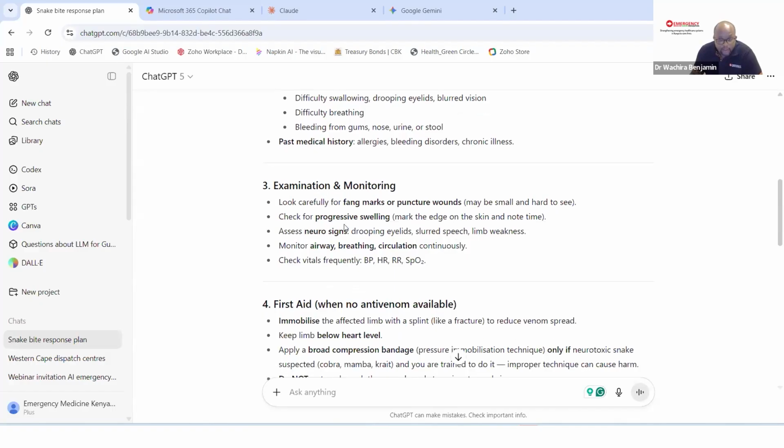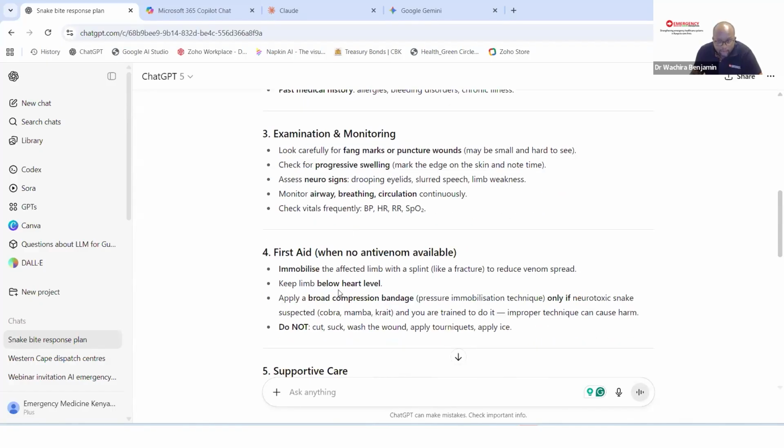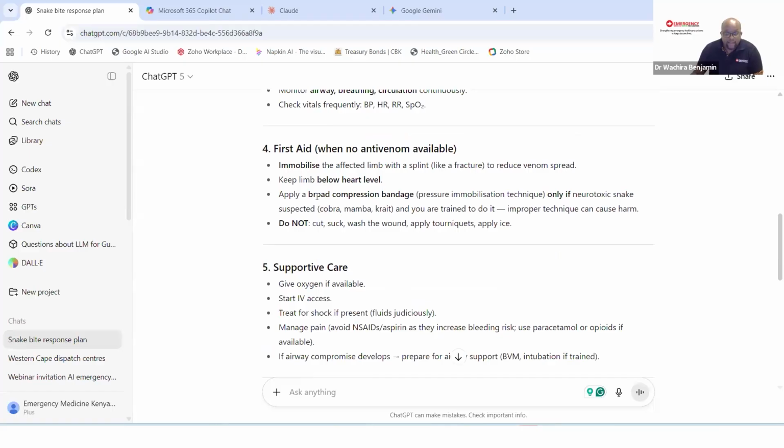First aid: immobilize the affected limb with splints, like a fracture, to reduce venom spread, keep the limb below the heart, and apply a broad compression bandage, only if it's a neurotoxic snake, suspected cobra, and you're trained to do it. Improper technique can cause harm. Do not cut, suck, wash the wound, apply a tourniquet, or apply ice.